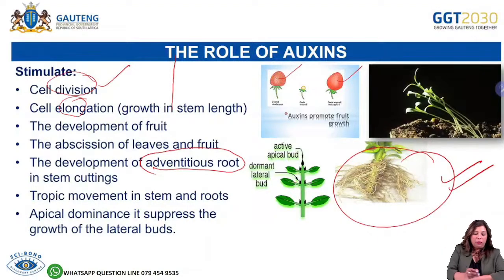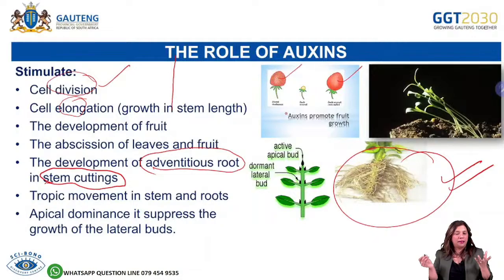Now, if you look at this term here, stem cuttings. If, for example, I want to grow more rose trees, I love rose trees, I take what is called a stem cutting. I cut part of the rose tree. I can't just take that stem and push it into the ground and say, okay, now you must grow, and water it. It's not going to grow.